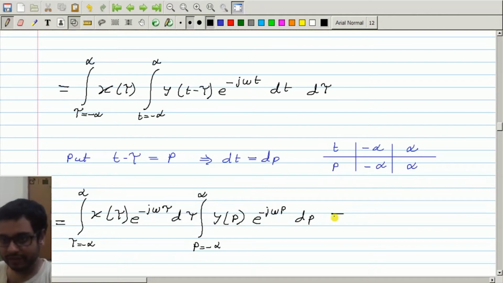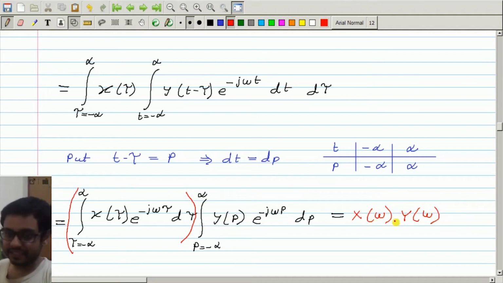Now you see this first term here is by definition capital X of omega, Fourier transform of small x, and the second term is the Fourier transform of y, capital Y of omega. So that is the proof.